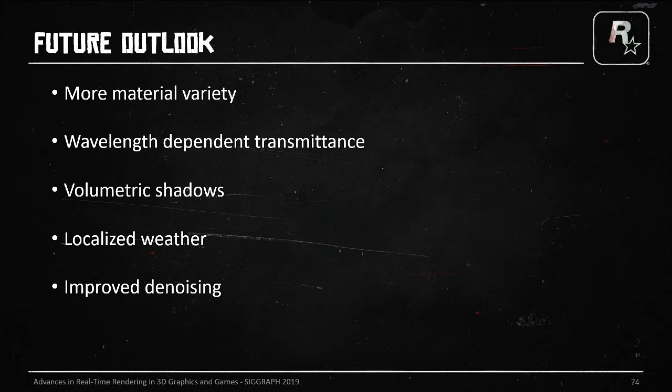So these are a couple of things you want to look at in the future. We want to go even wider on materials, potentially using lookup tables, etc. Then we also want to make transmittance wavelength dependent, and also have a look at how we can do volumetric shadows, which we are not supporting at this point, more localized weather as well, and as usual with ray marching, better denoising.